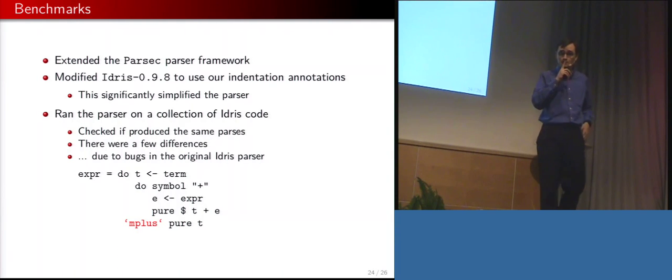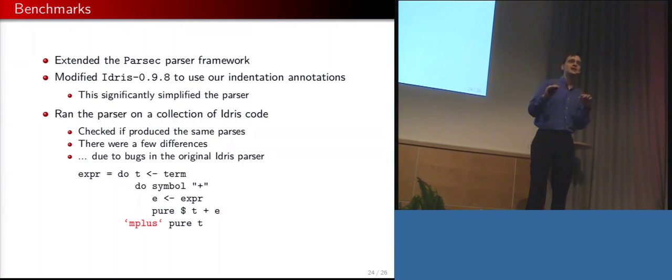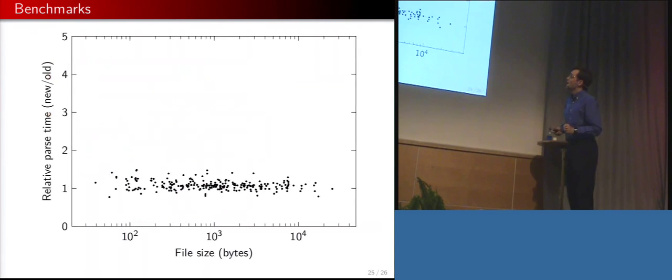So for example, we found this bit of code. The original Idris parser will fail to check the indentation of that m plus token. And as a result, it'll parse those last two lines as being part of the same statement, even though the indentation of that last line means it can't even be inside the innermost do.